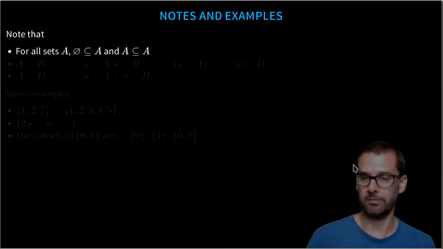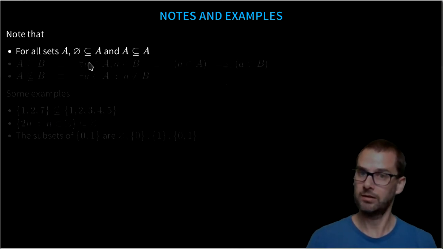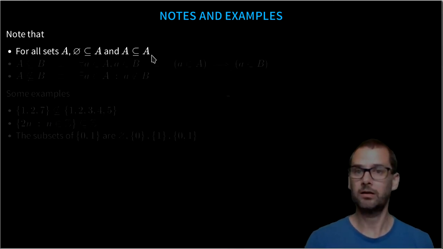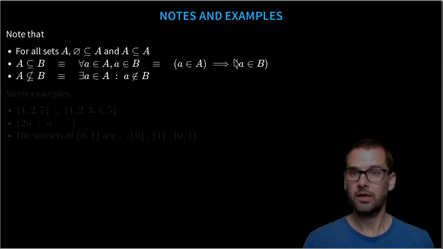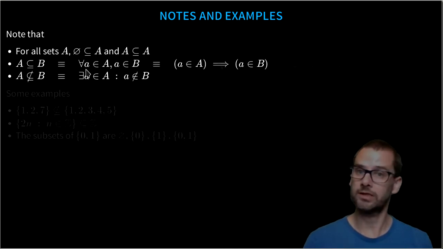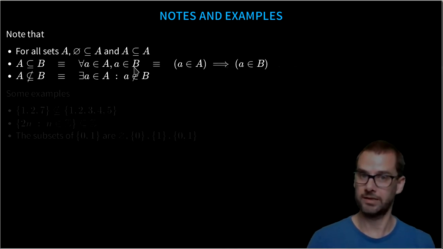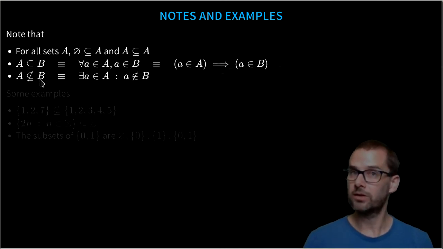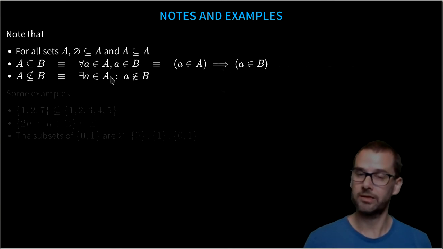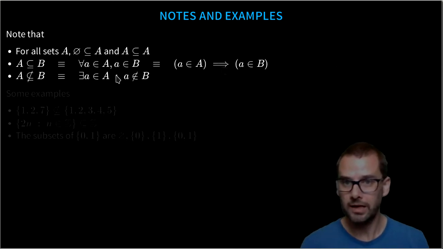Okay, so some examples. For every single set A, we always know that the empty set is a subset of A, and we always know that A is a subset of itself. Then, if we have A as a subset of B, that's equivalent to saying that for every element x in A, x is in B. It's also equivalent to saying that if x is in A, then it's in B. These are all equivalent ways of saying the same thing. Then, if A is not a subset of B, there has to be some element of A that isn't in B. Again, maybe that, rather than a colon, should be a such that.